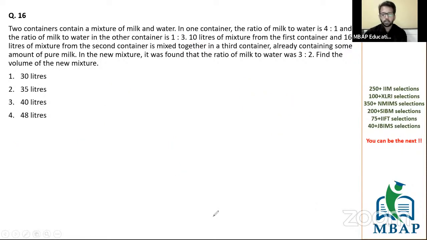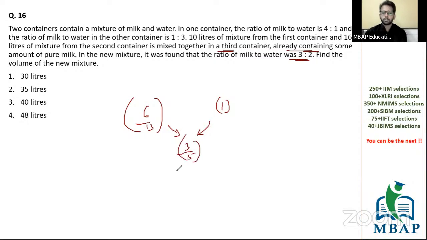So 6/13 is coming from mixing them, but there's also pure milk. It has been said it has also been mixed with pure milk. So how much milk does pure milk have? As a concentration, it's going to be 1 or 100%, right? Now the question is, when you mix both of them, the ratio of milk and water is 3:2. So towards the end, the final concentration of milk is how much? It's going to be 3/5.